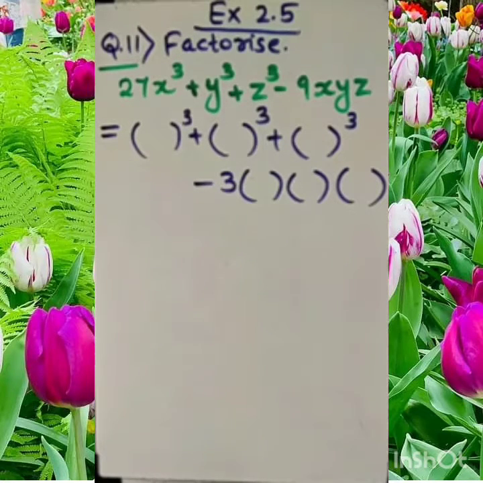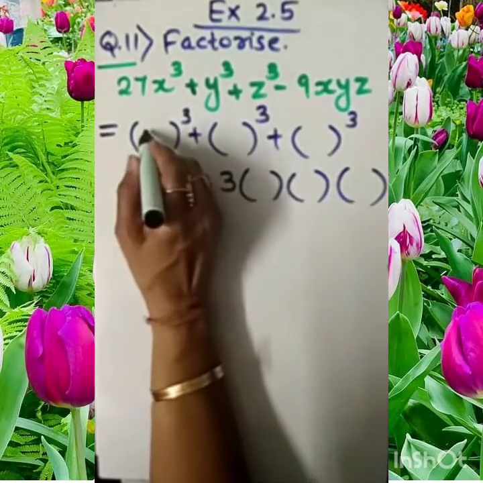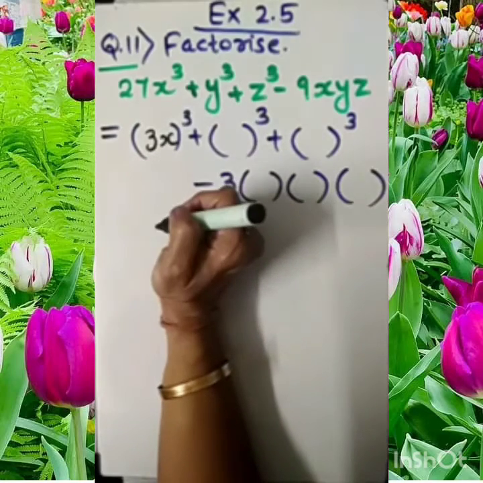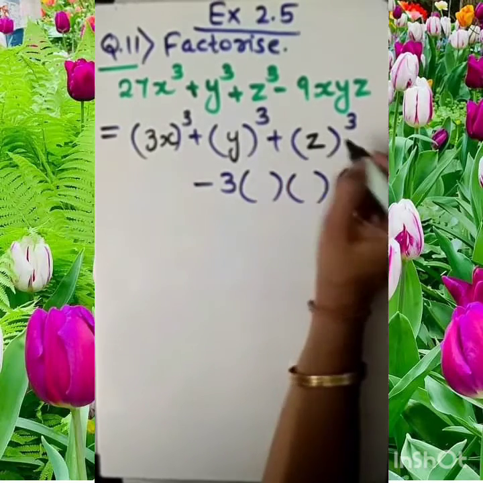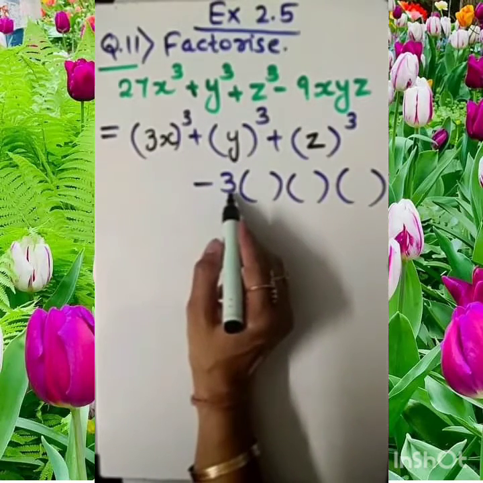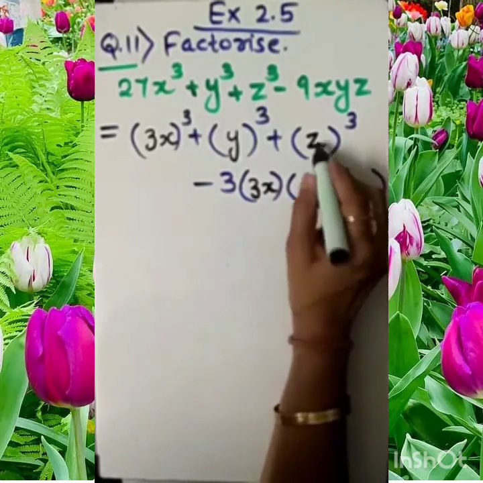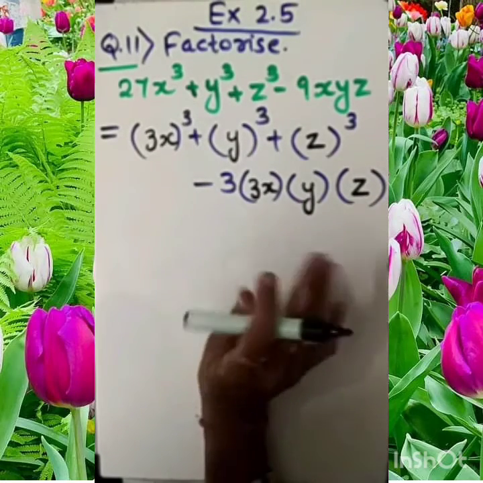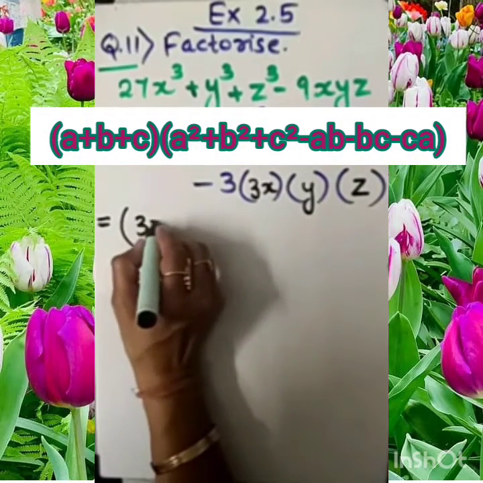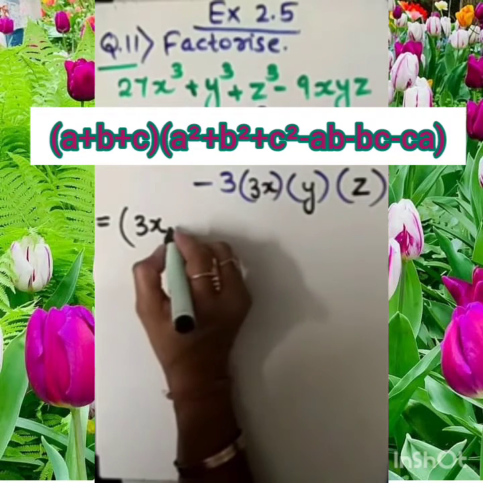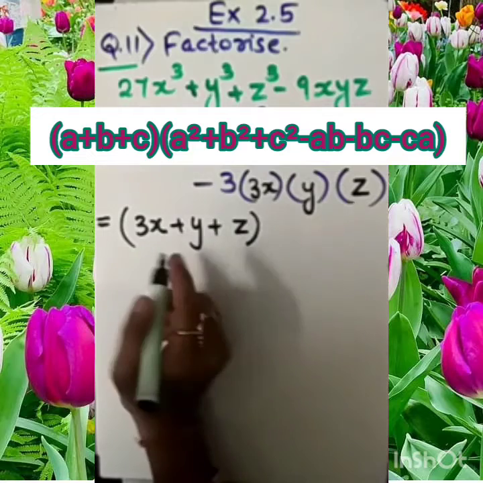Right. Now simply, if the first term is a, then it is the cube of which number? We know 27 is the cube of 3. Here it is 3x whole cube, this is y cube, this is z cube. Here it will be minus always. First term is 3x, second term y, and third term is z. Simple, this much only. So next step, observe carefully, in the first bracket we write first term 3x plus second term y plus third term z.